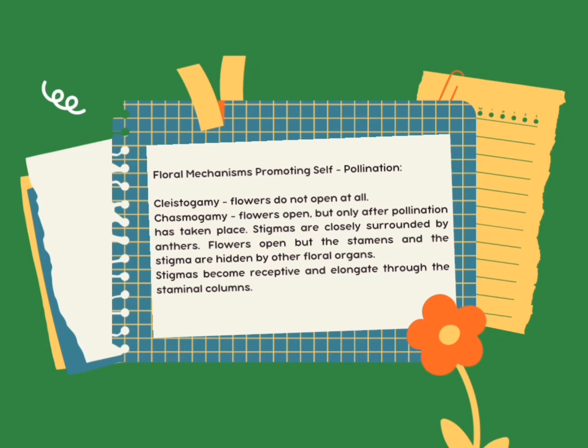Chasmogamy: flowers open but only after pollination has taken place. Stigmas are closely surrounded by anthers. Flowers open but the stamens and the stigma are hidden by other floral organs. Stigmas become receptive and elongate through the staminal columns.